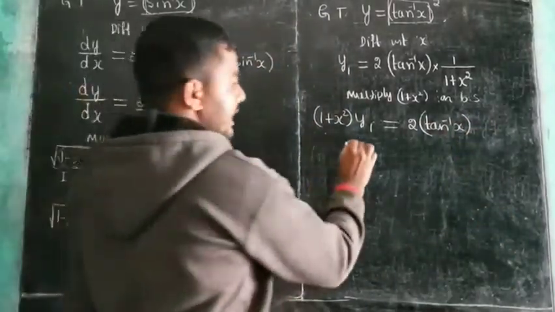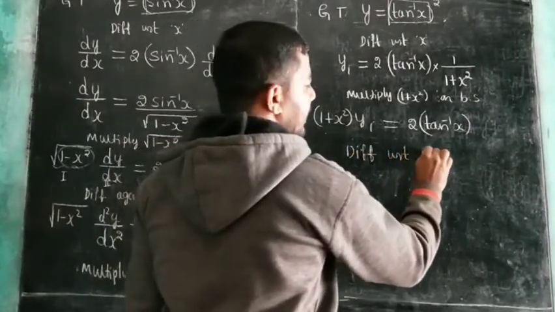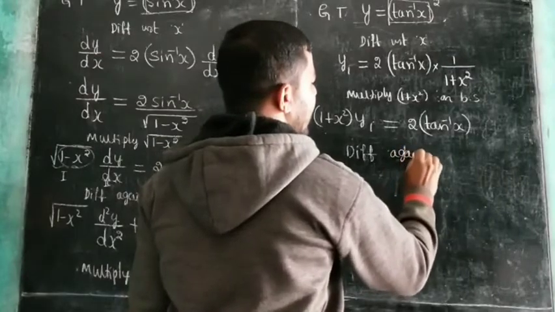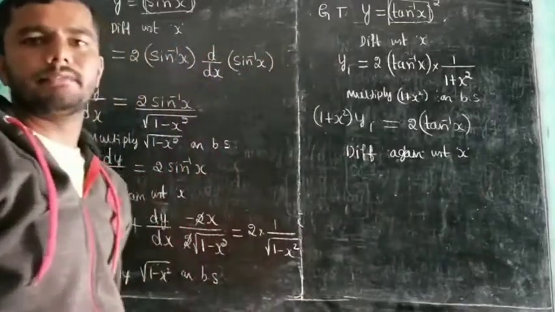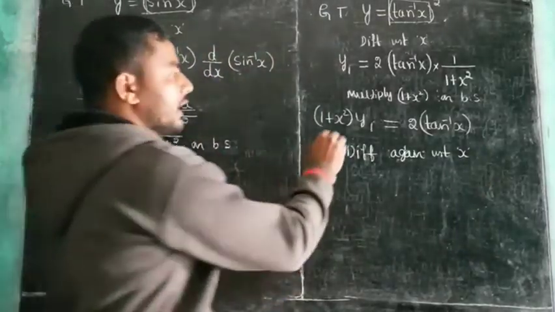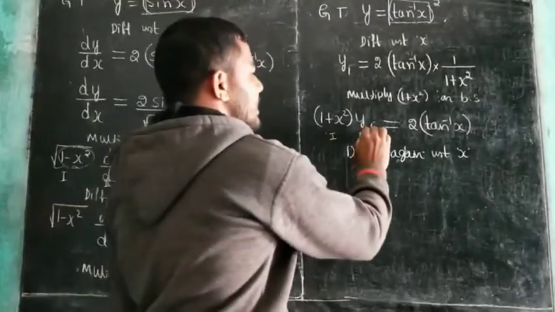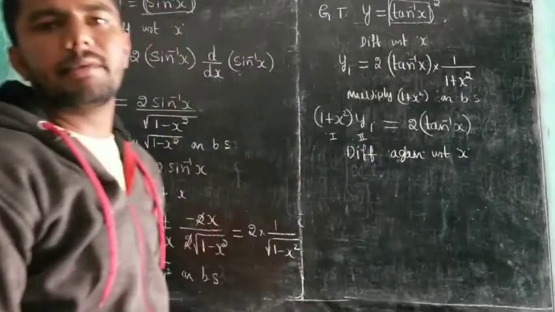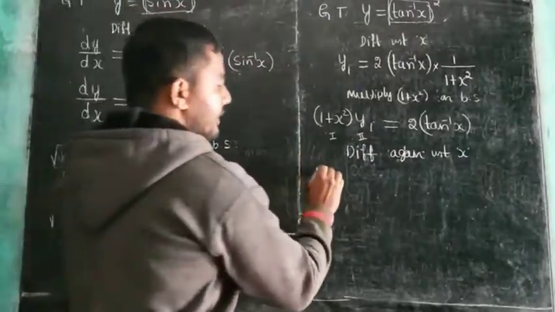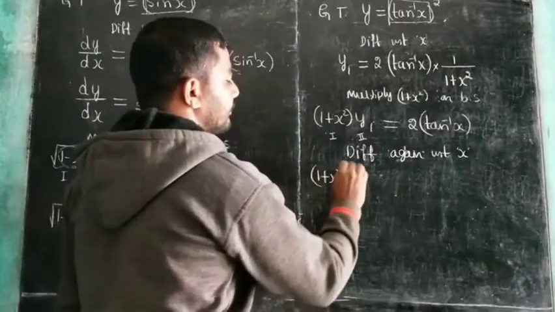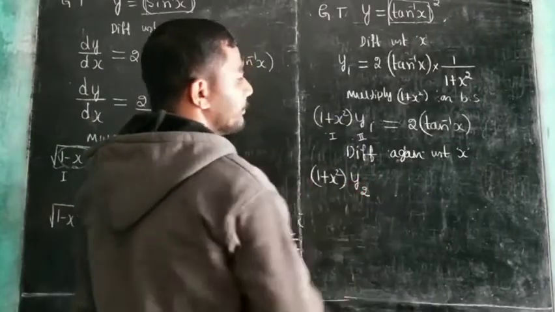And once again differentiate again with respect to x. In the left hand side we have a product of two functions. First function is 1 plus x square, second function is y1. So by using product rule, take first function as it is, 1 plus x square. Write the derivative of y1. The derivative of y1 is y2.